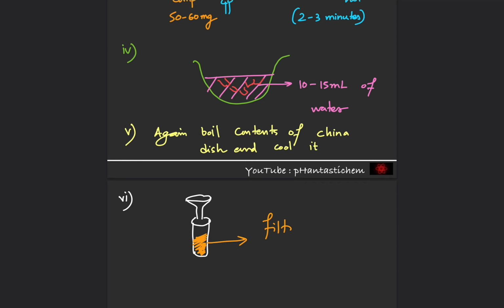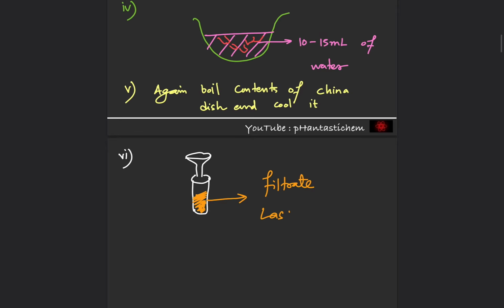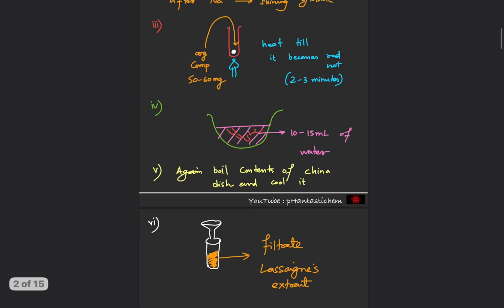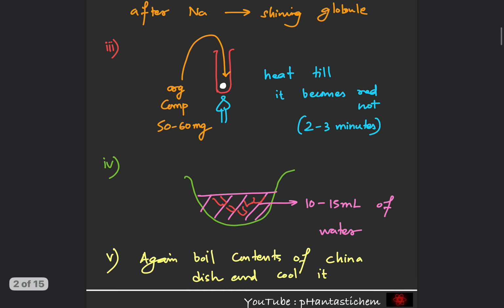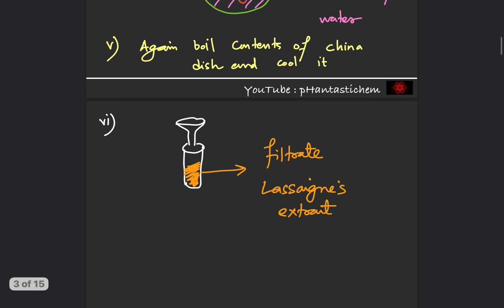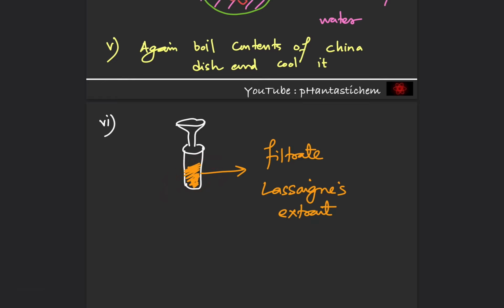So this filtrate is known as our Lassaigne extract. It is also known as sodium fusion extract. So what have we done? We have taken sodium, we heated it till it became a shining globule, then we added our organic compound which we want to test. Then because of adding the organic compound and sodium, they underwent fusion here, and then we collected this extract in a test tube, and that is known as our Lassaigne extract. And now since we have prepared our Lassaigne extract, we can go through each and every option.